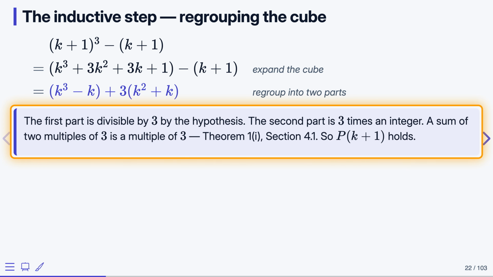Look at the two parts. The first part is divisible by 3 by our hypothesis. The second part is 3 times a whole number, so it is divisible by 3 too. A sum of two multiples of 3 is again a multiple of 3. So P of k plus 1 is true, and the proof is done.